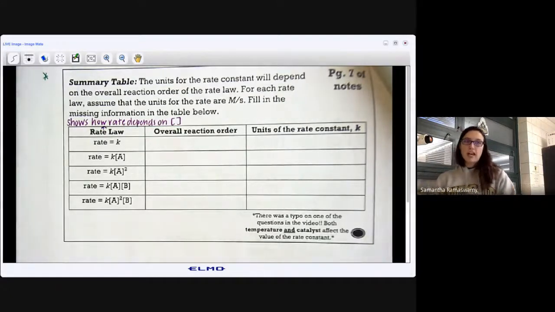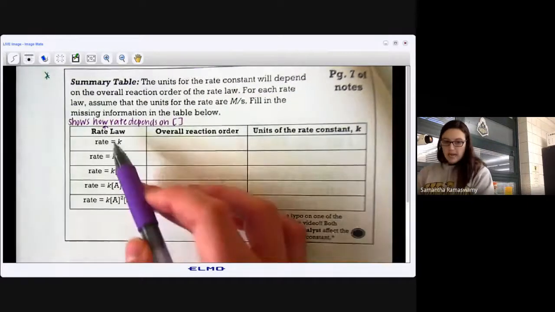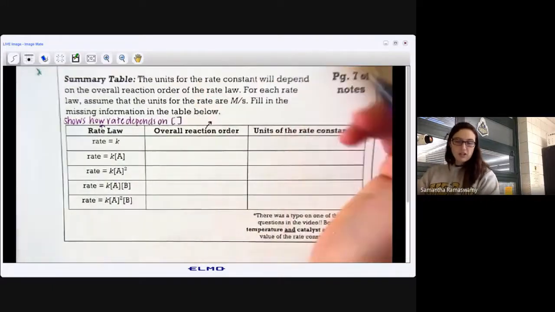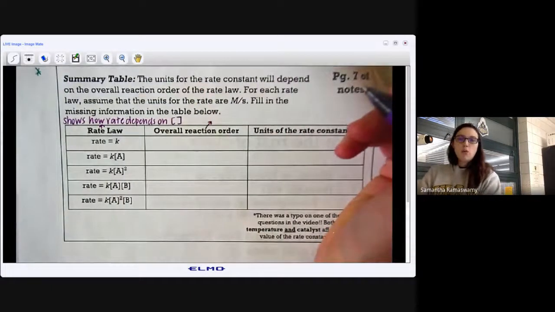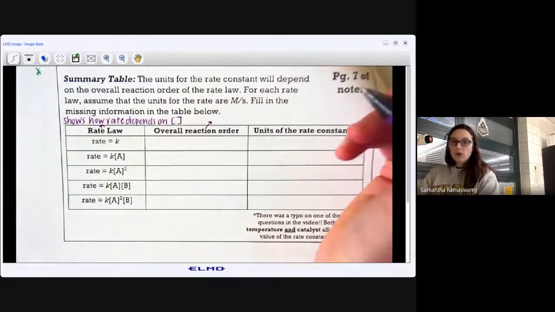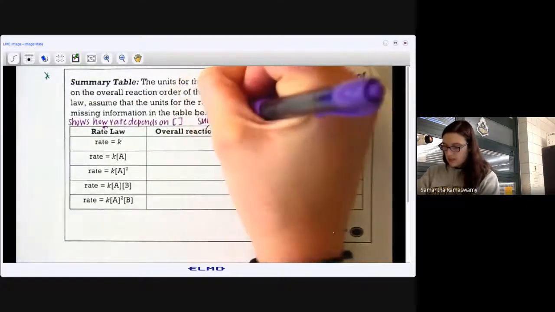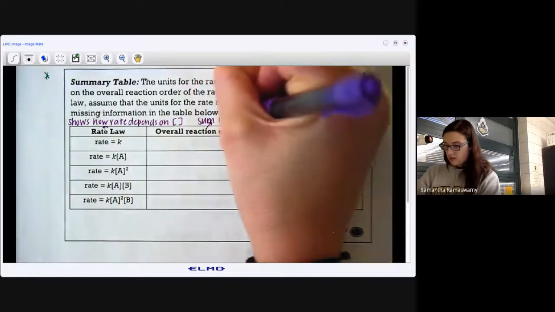So we're not looking at a change over time like we were in the first video. We're looking at initial rate. As we're going through and creating rate laws, we're going to talk about reaction orders. When this is asking about overall reaction orders, that's going to be the sum of the individual orders.